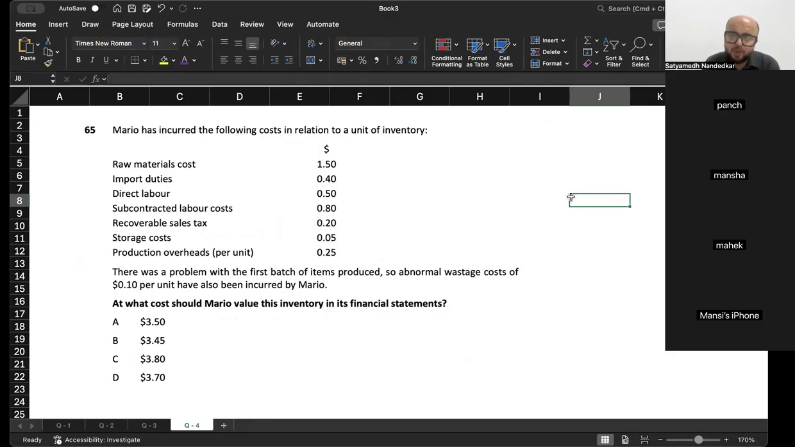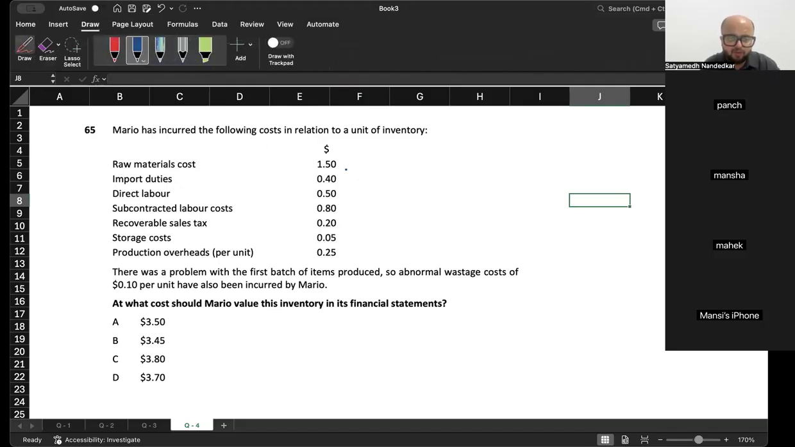At what cost should Mario value this inventory? Mario has incurred the following cost in relation to a unit of inventory. Raw material cost 1.5, import duty 0.4, direct labor 0.5, subcontracted labor cost 0.8, recoverable sales tax 0.2, storage cost 0.05, production overheads per unit 0.25. There was a problem with the first batch of production, so abnormal wastage cost of 0.10 per unit have also been incurred. Now what all costs should be included?